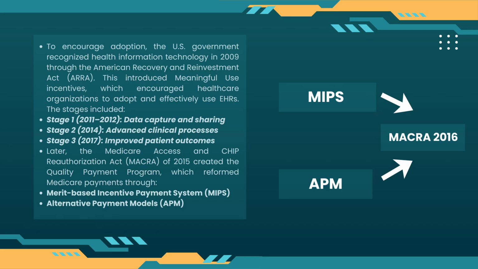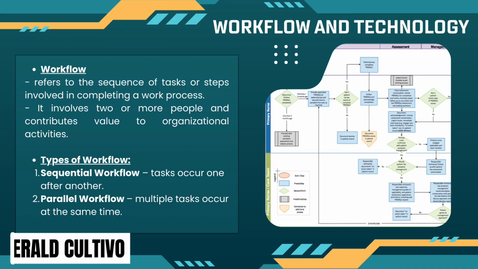Second is the alternative payment model. This is designed for providers willing to take on financial risk related to patient outcomes. The provider or hospital group agrees to be held responsible for the total cost and quality of a patient's care. If they keep the patient healthy and the costs low, they keep a portion of the savings.